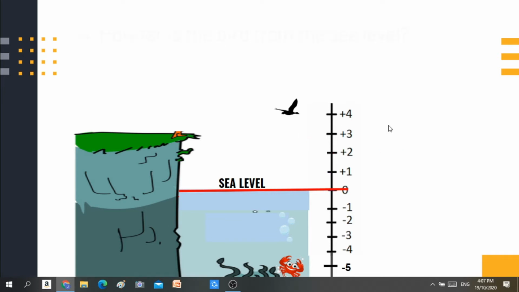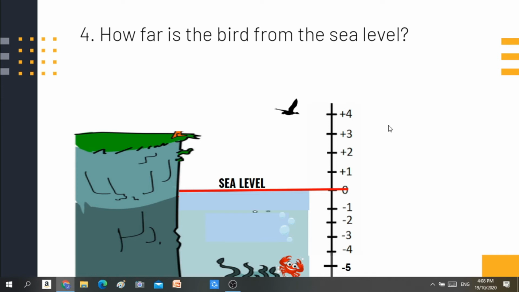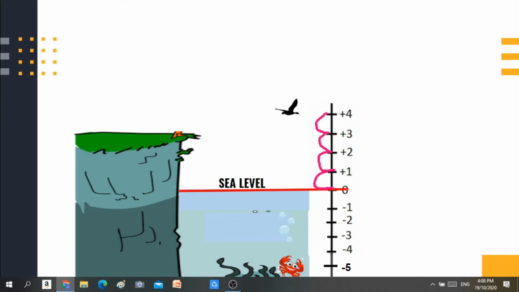Next. How far is the bird from the sea level? So, this is the sea level, and there we have the bird or the flying bird. Now, how many units are there, or the distance between the two? So, we have 4, correct? Meaning to say the distance between sea level and the flying bird is 4 units or 4 feet. That is the distance.